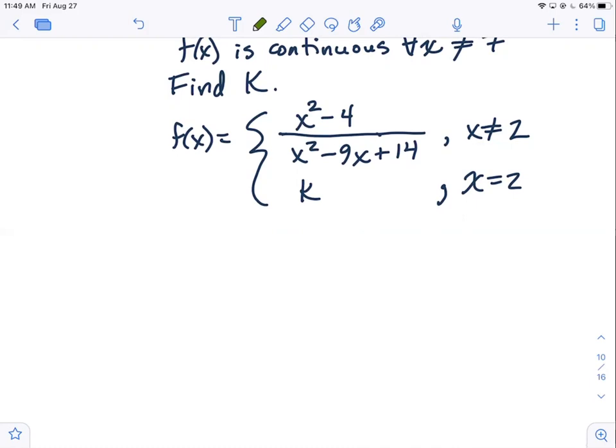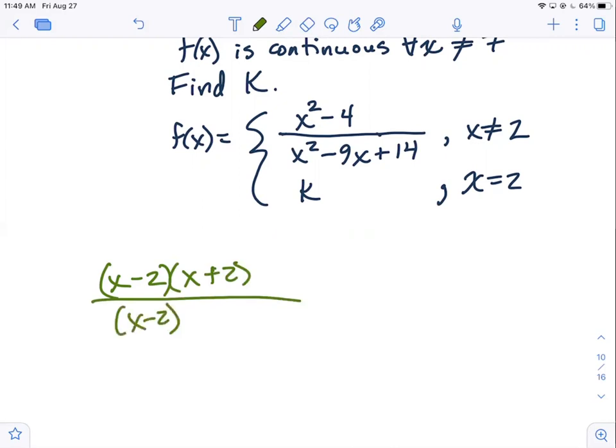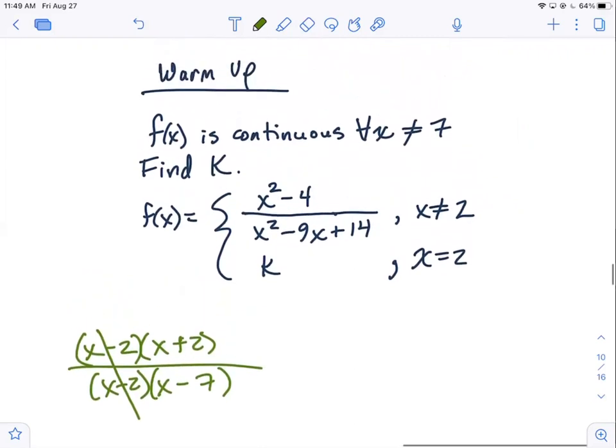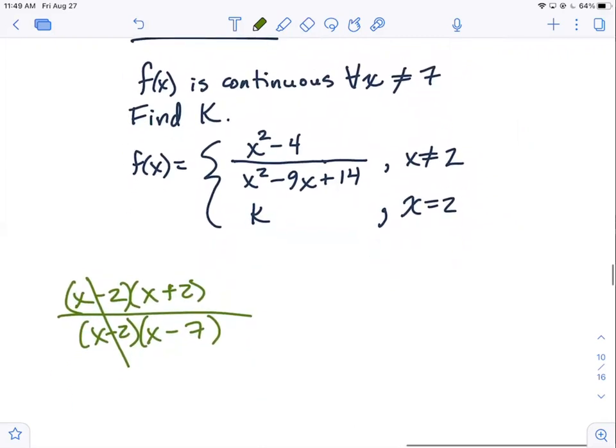So let me just factor it down here off to the side: x plus 2, x minus 2. And then the bottom is x minus 2, x minus 7, if I did it correctly. Yeah. And so now you can see that that divides out. And there's the vertical asymptote factor at 7 that we can't fix. It's non-removable. And then how do I find the y value of the hole? I plug into what's left.